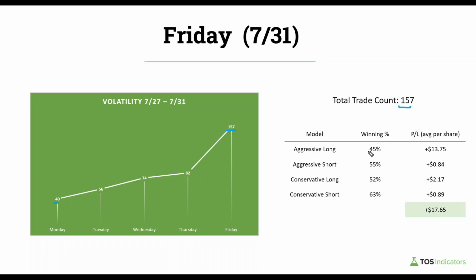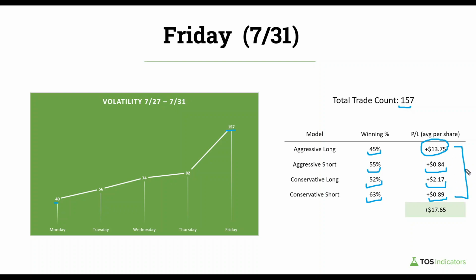Out of the 157, despite having so many different entries, this should give you an idea of how effective these models are. We fluctuated still within that 50% zone, right? Our aggressive long, 45% winning rate, but still a positive 13.75, which should give you this notion that our winners were much bigger than our losers. Our aggressive short here, 55%, positive 84 cents per share. Our conservative long, 52%, positive 2.17 per share. And our conservative short, 63%, with an 89 cents per share.